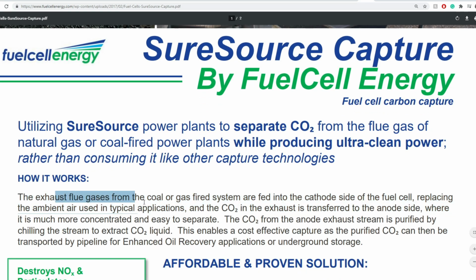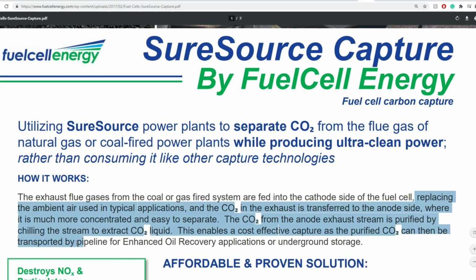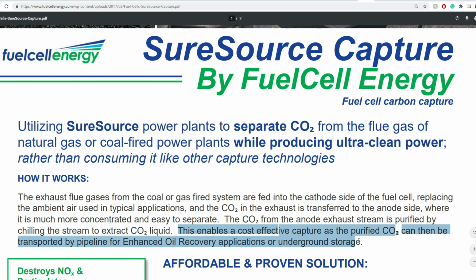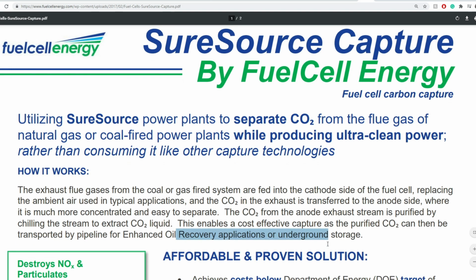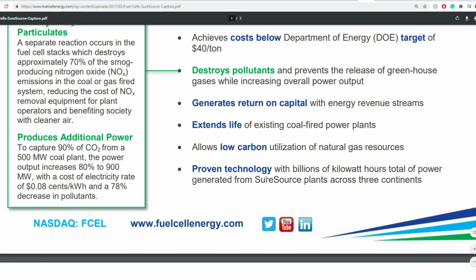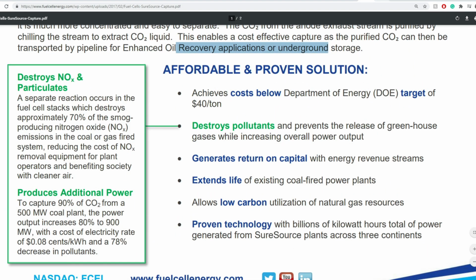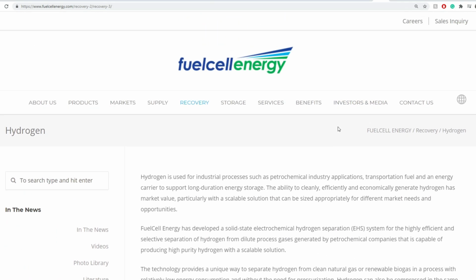A bit more news here about, for instance, how the SureSource capture works. The exhaust flue gases from the coal or gas fired system are fed into the cathode side of the fuel cell, replacing the ambient air used in typical applications. CO2 in the exhaust transfers to the anode side, where it is much more concentrated and easy to separate. CO2 from the anode exhaust stream is purified, chilling the stream to extract the CO2 liquid. This enables cost-effective capture, as the purified CO2 can then be transported by pipelines for enhanced oil recovery applications or underground storage. A little more technical than I would have liked, but sometimes it's nice to understand the technology behind it.